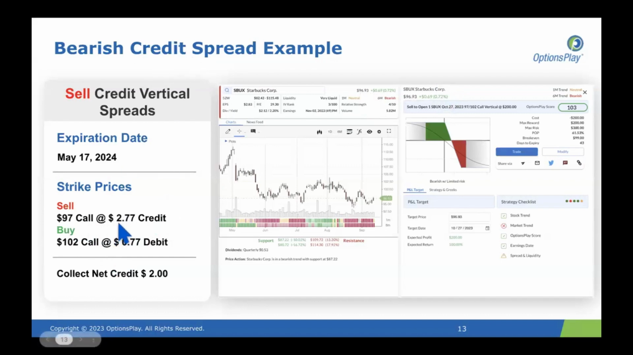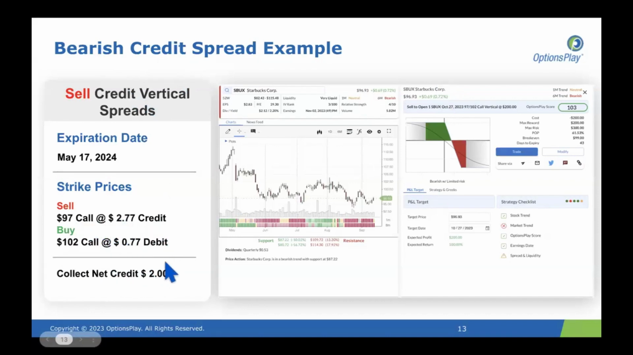It's a credit spread, by the way. I'm sorry, it's a bearish credit spread. If I'm selling the 97 strike call, I can bring in $2.77 for that. I go further out of the money and buy the 102 strike call. I pay 77 cents for it. We bring in a total net credit of $2 in this situation.